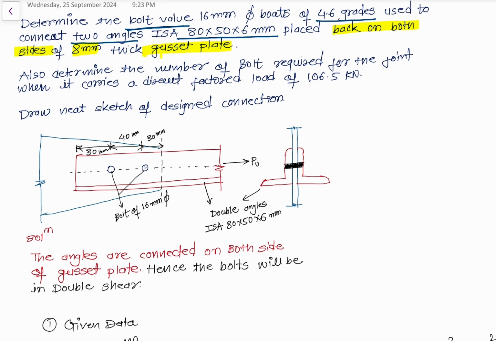Also determine the number of bolts. We need to calculate the number of bolts required for the joint when it carries a direct factored load, which they have provided as 106.5 kilonewton. So we have lots of given information here. Now we need to draw a sketch of the designed connection, which is this kind of diagram we need to draw here. Now let's do the solution for this.